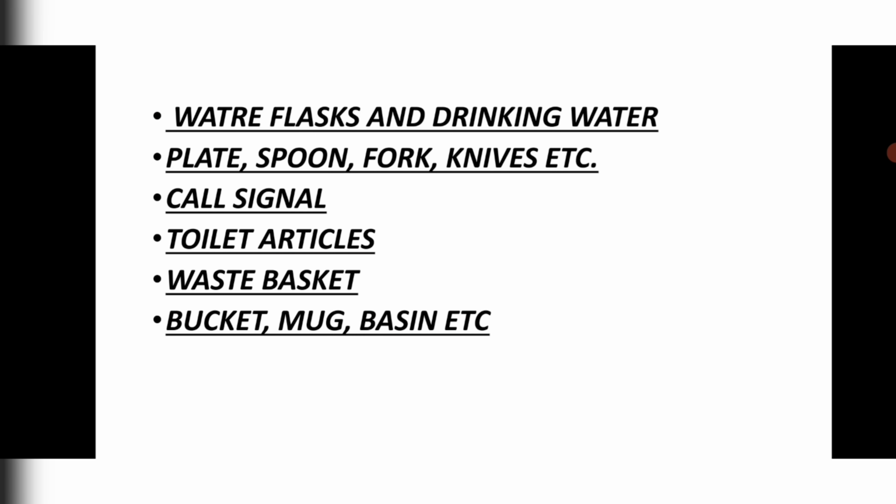Then water flasks and drinking glasses. The water flask is filled with drinking water and is given to the client within his reach. Then plate, spoon, fork, knives, etc. These are used to serve the meals for the client and are kept in the client's unit. Then call signal. A bell is usually kept near the clients to call the nurse in their need.